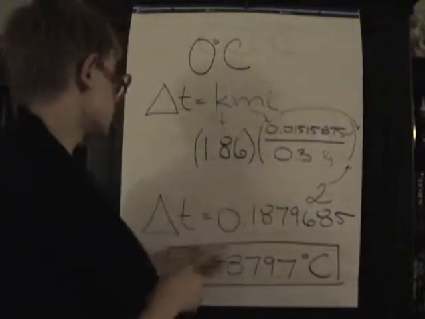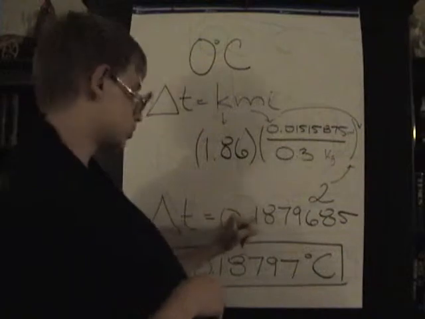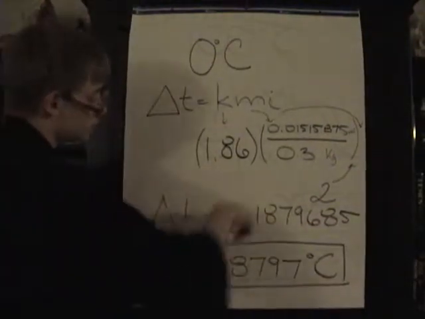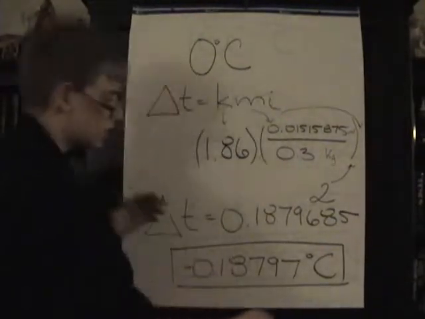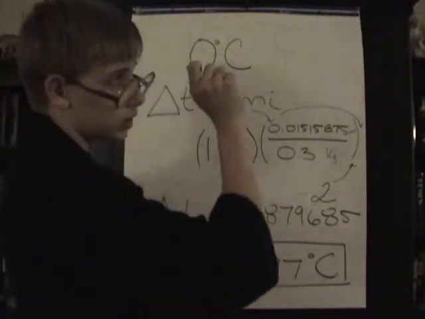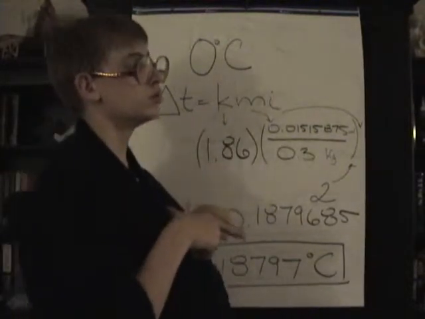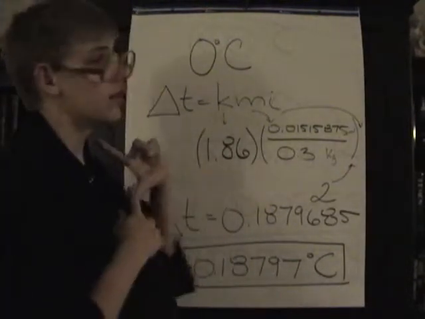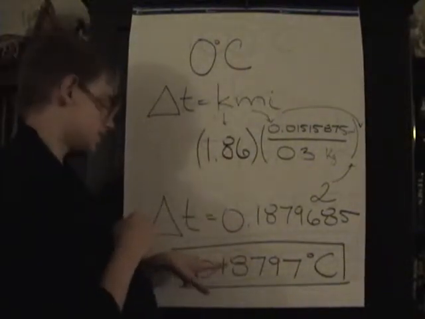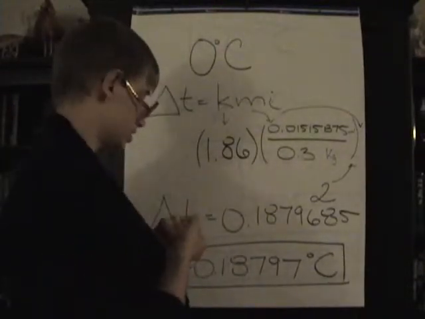Now, you simplify this equation and you get the change in temperature, or delta T, is equal to 0.18798685. Mathematically, there should be a change in the temperature from 0 degrees Celsius. Because it lowers the freezing point, you subtract it, which means the freezing point of the new solution should be negative 0.18797 degrees Celsius. Now we shall see what happens when we actually freeze it.